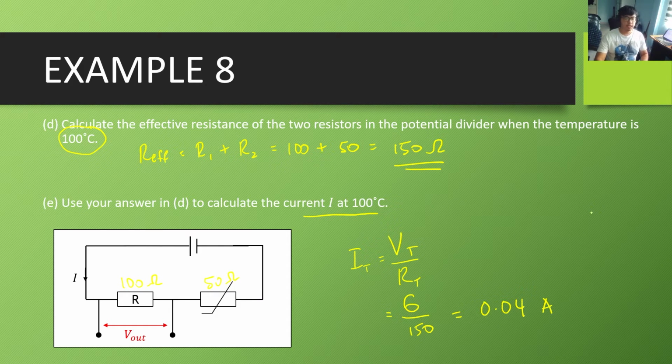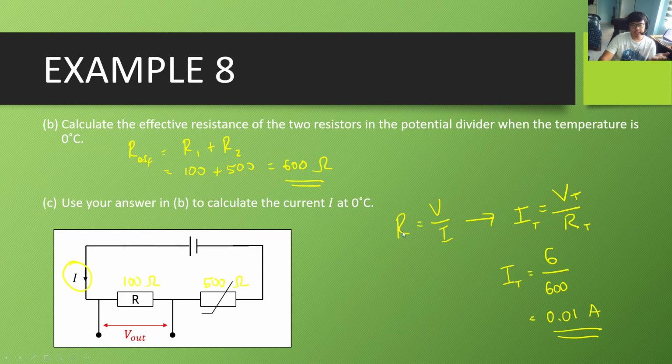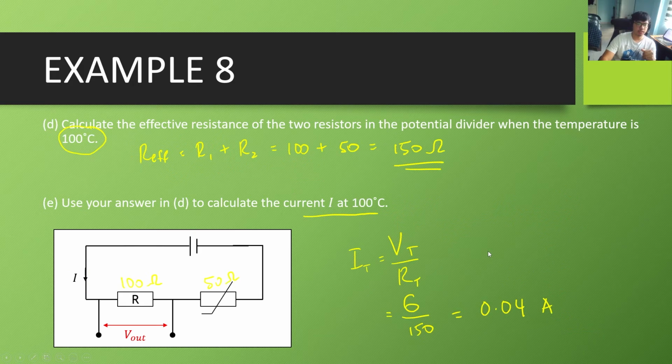Okay, so that means when it is hot at 100 degrees Celsius, the current in this resistor is quite high. But when it is cold at 0 degrees Celsius, the current here is not very high, it's 0.01 amps. So that's how this circuit works.